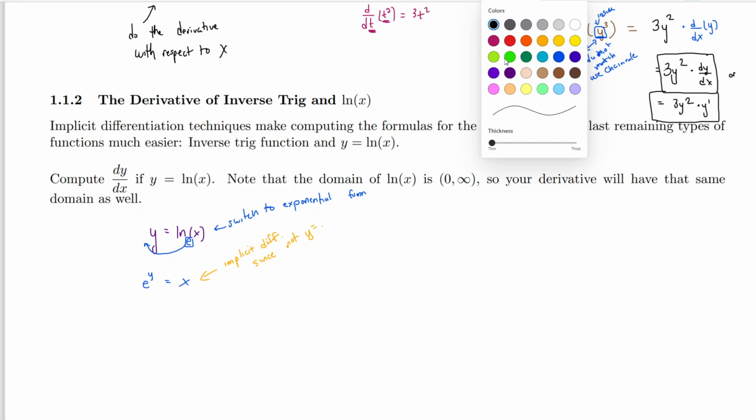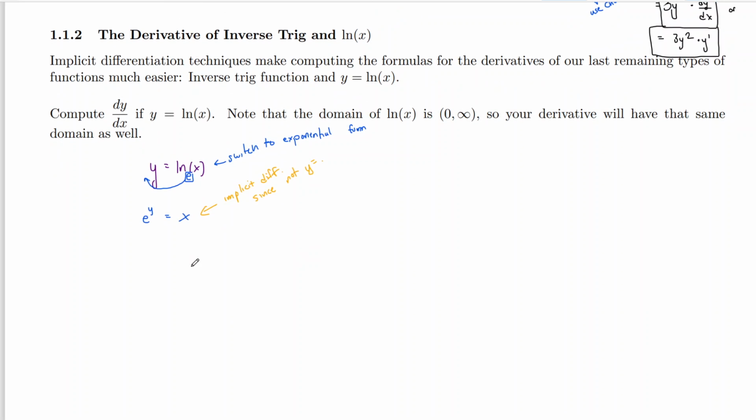All right, so we've got this. Now we do the derivative of each side. So we do d over dx of the left side, e to the y, equals d over dx of just x. Now the right side is really easy because this is pretty much the first rule we learned about derivatives. If the inside completely matches the variable we're taking the derivative with respect to, which is x, it's just 1. So x and x, it's just 1.